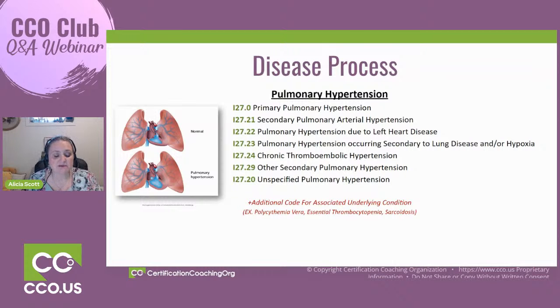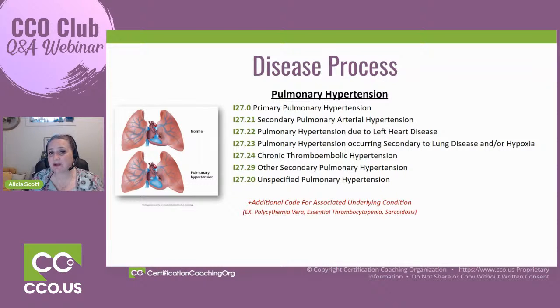So you can have several types: primary, secondary, due to left heart disease. Now, if you have CHF and they determine diastolic and systolic, then that will be able to link to I27.22. But we can also have secondary to lung disease and/or hypoxia. We can have thrombolytic, other secondary, and unspecified pulmonary hypertension. In this scenario, you probably wouldn't be using the unspecified for very long. It wouldn't take long and they would be able to identify what is happening.